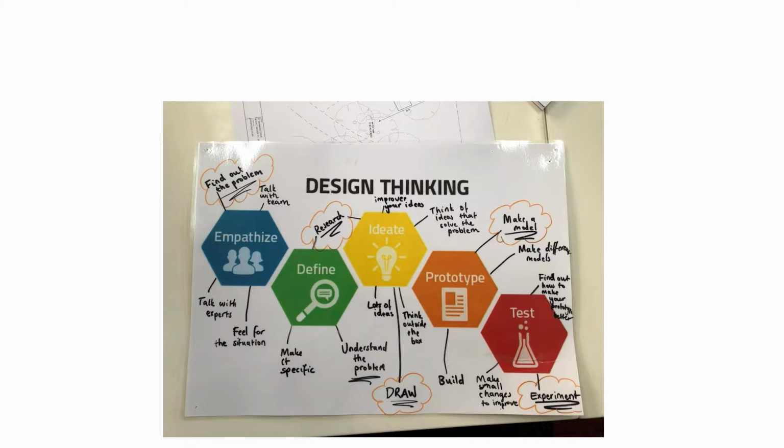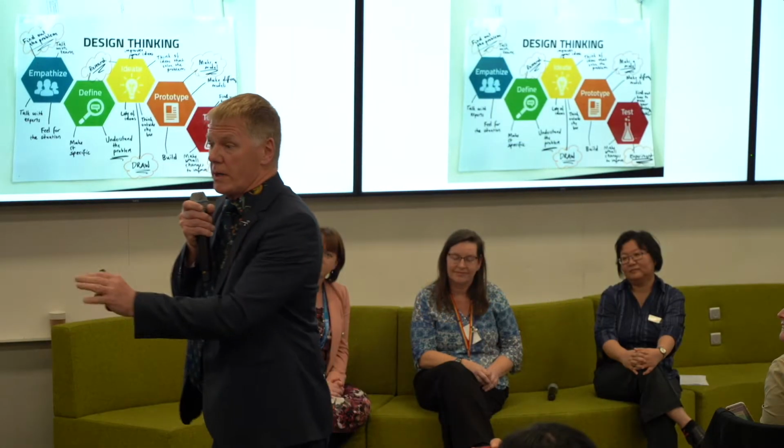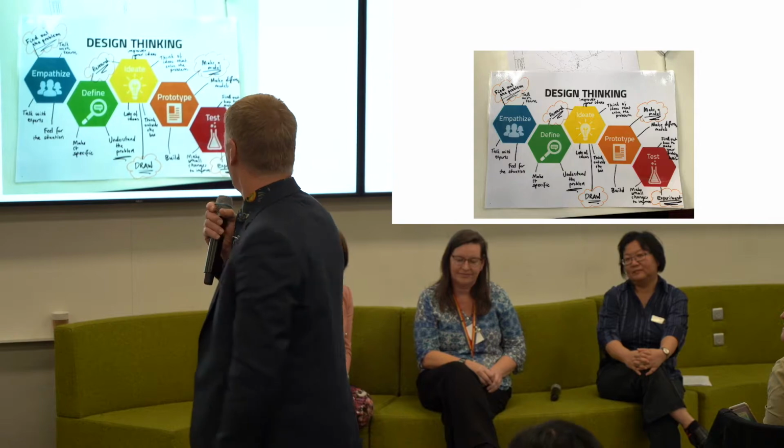Empathise, define the idea, make it specific, ideate, think of ideas that solve the problem, lots of ideas, draw it, prototype it, make a model. Now that's when we said before that the solution for Cranbourne might be too big for kids to solve, but they could make it smaller. Make a model, laser cut it, 3D print some parts of it.